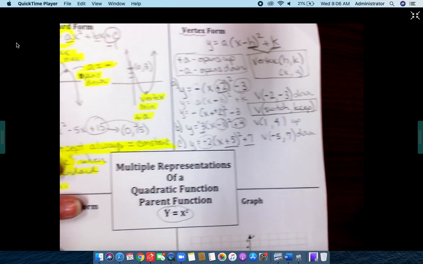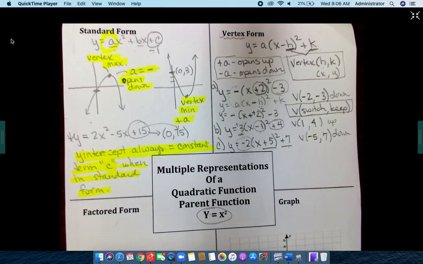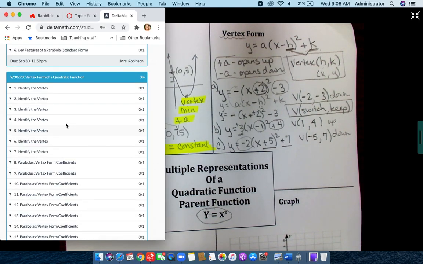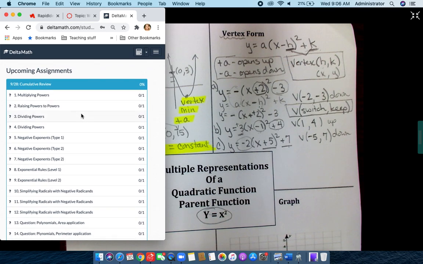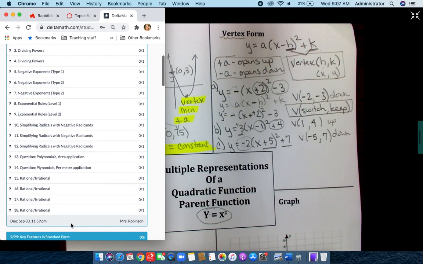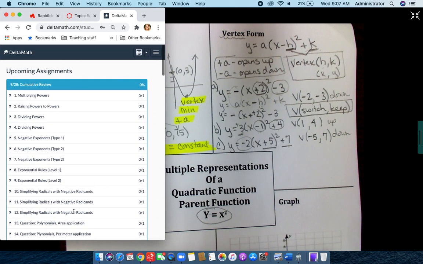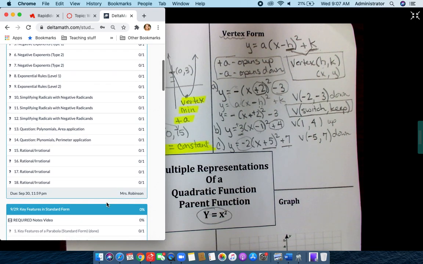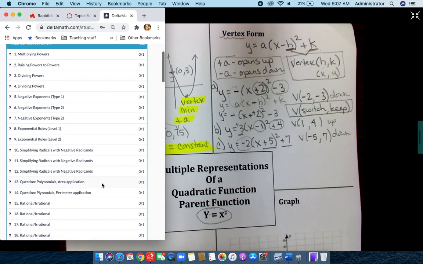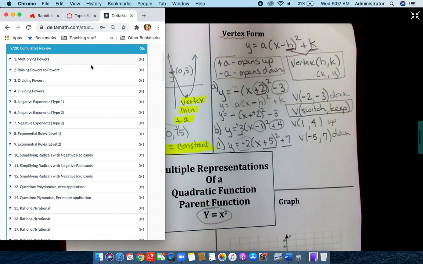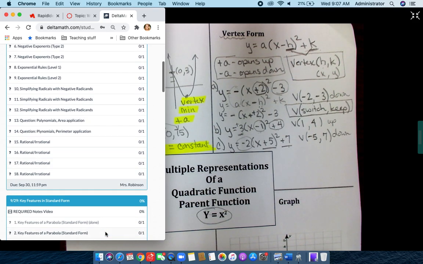All right, so now that's all the notes we have for today. We are going to go to the Delta Math assignment, and I'm going to practice a few with you. So when you open up Delta Math today, remember your cumulative review from Friday has a due date of tonight at midnight. So please make sure, if you have not already, to complete that assignment and submit it along with the work. Remember that if you do not submit work, then we do not give credit for the assignment.